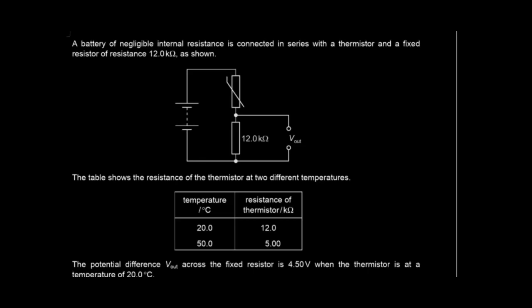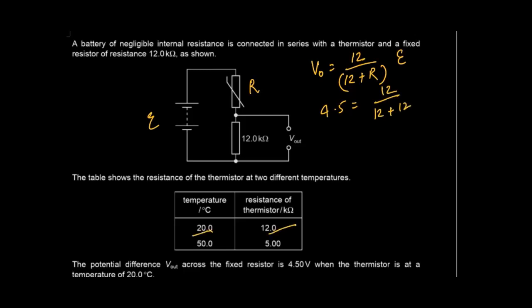So we can write V out is equal to 12 upon 12 plus R, R is the resistance of this thermistor, into potential difference E. Let's say E is the EMF of this battery. So for 20 degree we can write 4.5 is equal to 12 upon 12 plus 12, R is 12, it is given for 20 degree, into E. So from here E is equal to 9.